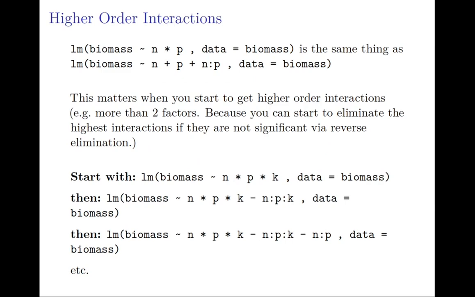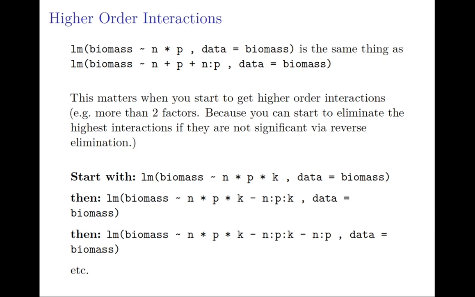Okay, so I want to talk about higher order interactions briefly. So when you write n times p with those indicator variables, that's the same thing as saying n plus p plus n colon p. That n colon p is like writing that highest interaction. And so the way it works is that, again, under the hood, the variance is separated. So you look at the effect of n and p together as well as the effect of n and p alone. And so that's how these models work. So that's why you can separate it as n plus p plus n colon p.